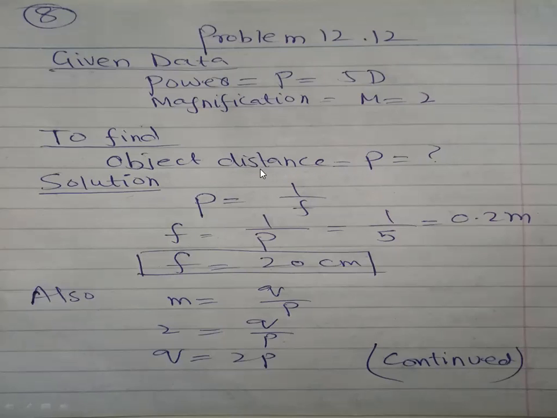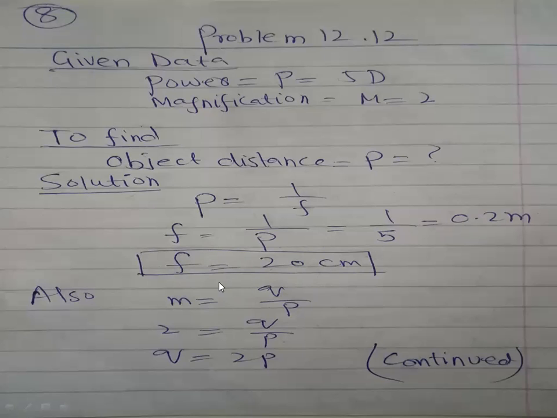First of all, I use the formula for the power. Power is equal to 1 over f, 1 over the focal length. Since power is given to me, I want to find the focal length. If you put the value of 5 diopter, which is the unit of power, then 1 over 5 is equal to 0.2 meter. This is the focal length in meters. But since the focal length, object distance, and q will be in centimeters, I convert this meter into centimeters. In centimeters, the value of focal length is 20 centimeters.